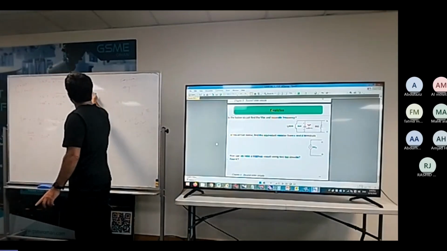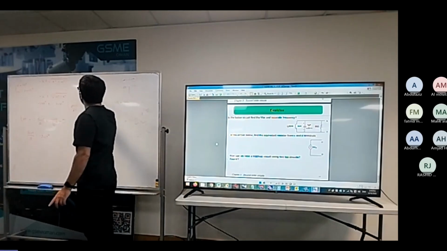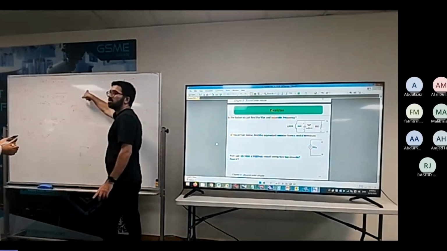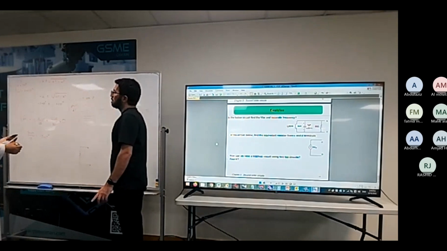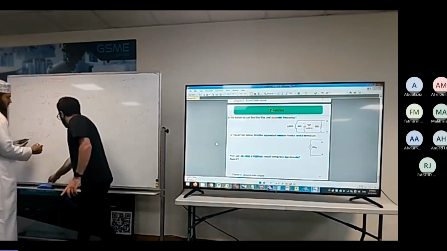Now you need to make the derivation. What's the derivative of e to the power of minus alpha t? You can write the complete derivation.